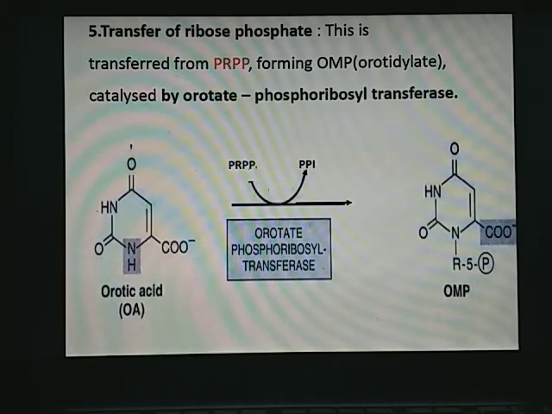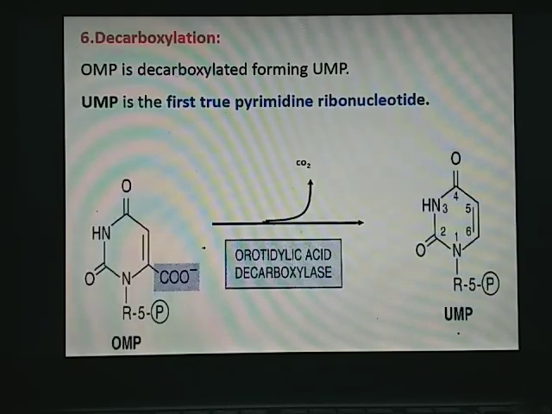This is the fifth important reaction, where there is transfer of ribose 5-phosphate to the orotic acid. Orotic acid, in presence of enzyme orotate phosphoribosyl transferase, takes a molecule of ribose 5-phosphate from phosphoribosyl pyrophosphate and forms orotidine monophosphate. Then decarboxylation: the orotidine monophosphate undergoes decarboxylation in presence of enzyme orotidylic acid decarboxylase to form uridine monophosphate. Uridine monophosphate is the first formed true pyrimidine nucleotide.